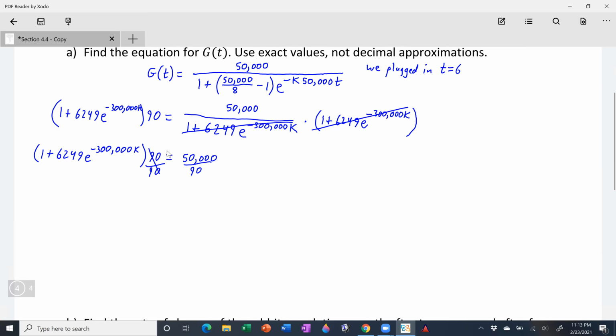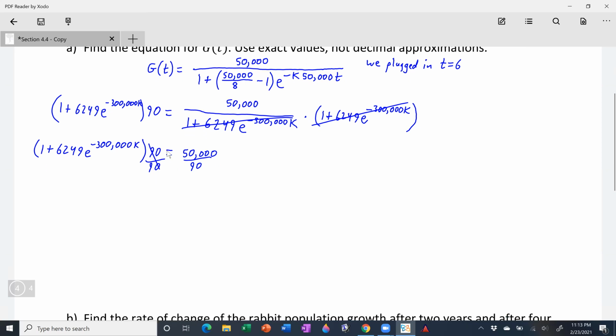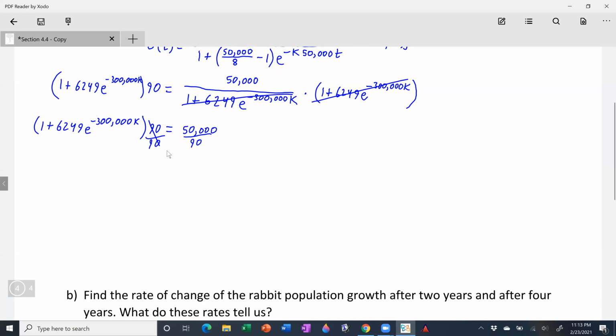let's see, that is not a whole number, and so all we can really do is reduce it. 50,000 divided by 90 would reduce to 5,000 over 9. Okay, so that's all we can really do right there. So let's write that down. Now we don't need the parentheses because we removed the multiply by 90.